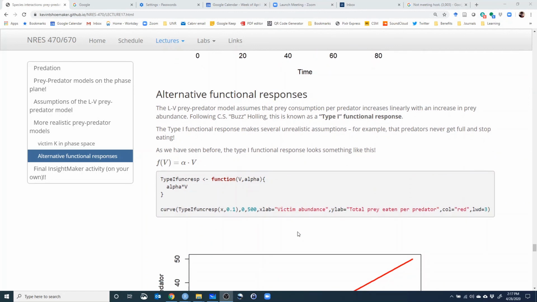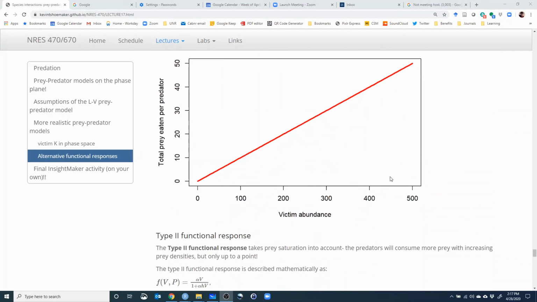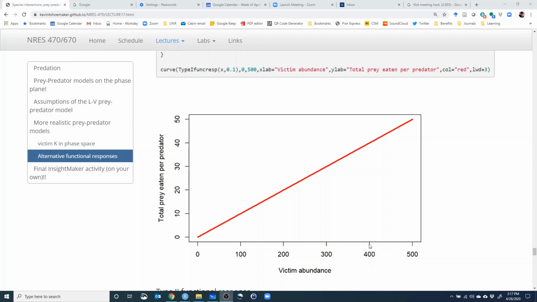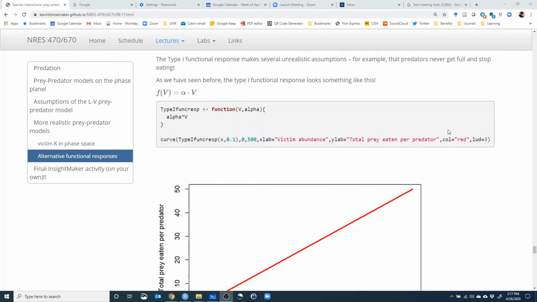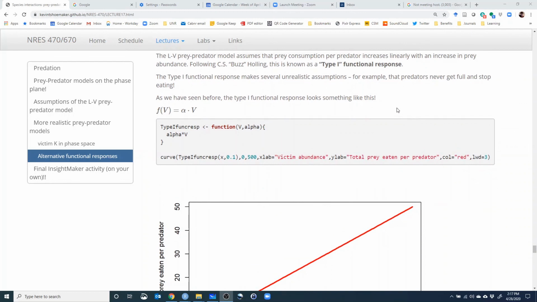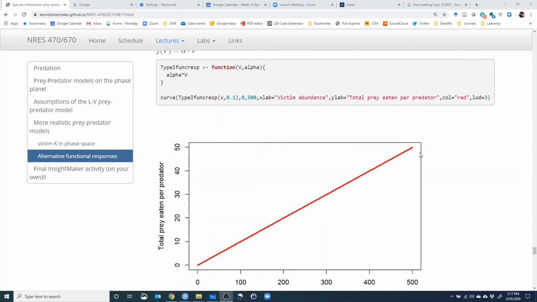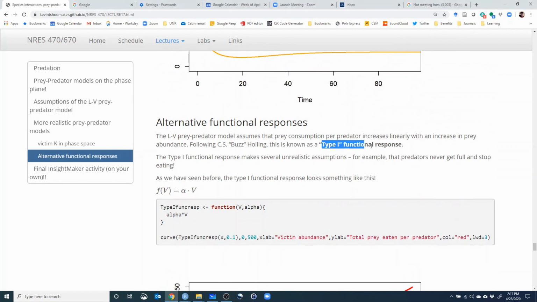The Lotka-Volterra prey-predator model assumes that prey consumption per predator, that is the functional response, increases linearly with an increase in prey abundance. So it looks like this. The more prey available, the more prey are consumed per predator per time step, until it gets to absurdly high levels. Like if victim abundance is 1 million, then every predator is consuming hundreds of thousands or tens of thousands of prey every time step, and that just starts to get unrealistic. This unrealistic functional response is called a type 1 functional response.